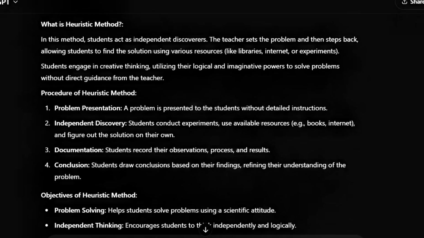Procedure of heuristic method. 1. Problem presentation. A problem is presented to the students without detailed instructions. 2. Independent discovery. Students conduct experiments, use available resources, e.g., books, internet, and figure out the solution on their own. 3. Documentation. Students record their observations, process, and results. 4. Conclusion. Students draw conclusions based on their findings, refining their understanding of the problem.